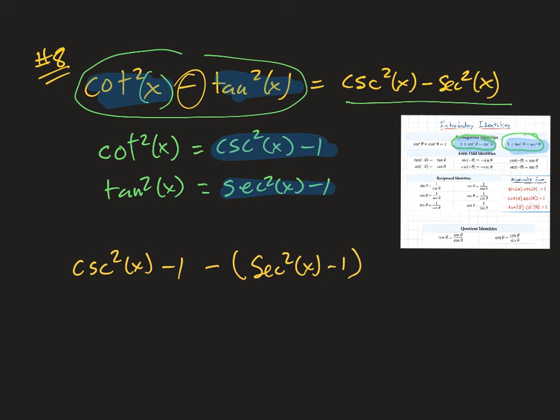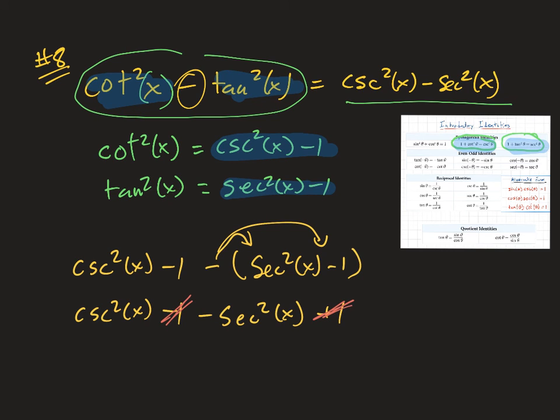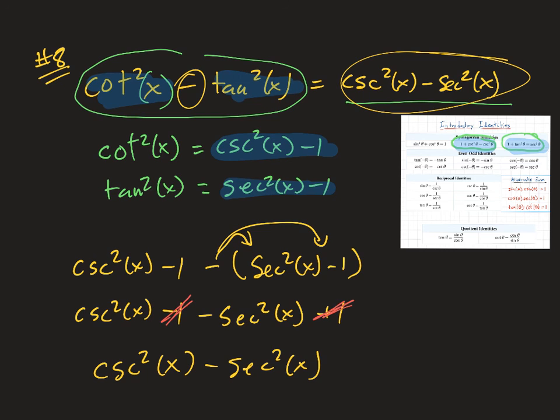It's in parentheses because this minus sign applies to both of these guys. So be careful with that. So when I do that, I get cosecant squared of x minus 1. I'm distributing the minus. I get minus secant squared of x plus 1. And then, ooh, this is good news because look, I've got a minus 1 right here and a plus 1 right here. Those make 0. And I made it to the goal, which was I have cosecant squared of x minus secant squared of x. And we are done. That is what we were trying to achieve.